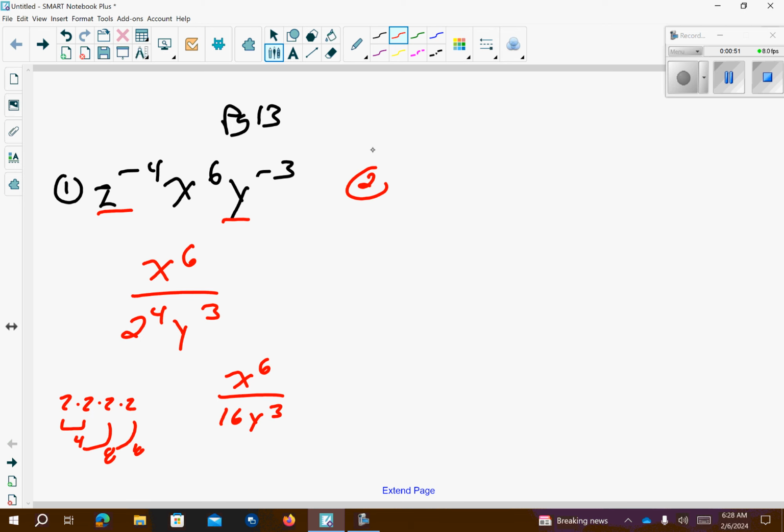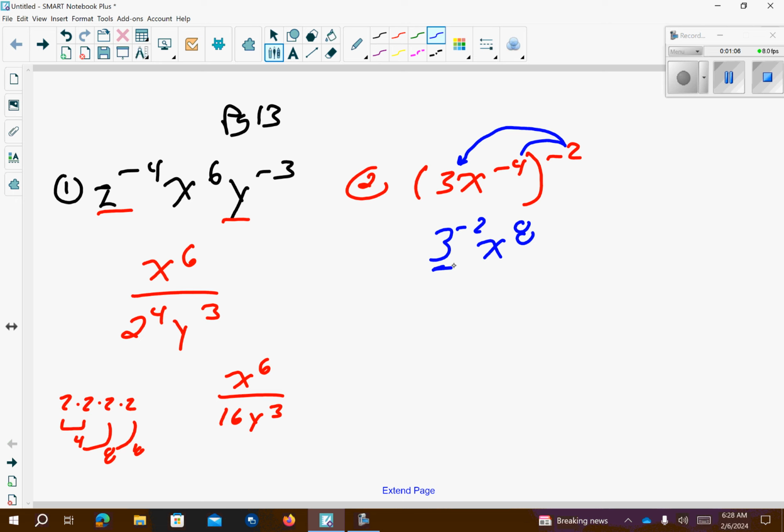Problem number 2, we have 3x to the negative 4 to the negative 2. Yes, we do have negative exponents, so let's bring them in. So that's going to give me 3 to the negative 2. Multiply those. Negative times negative is positive. So this wants to move down. So I have x to the 8th over 3 squared. And 3 squared is 3 times 3, which is 9.